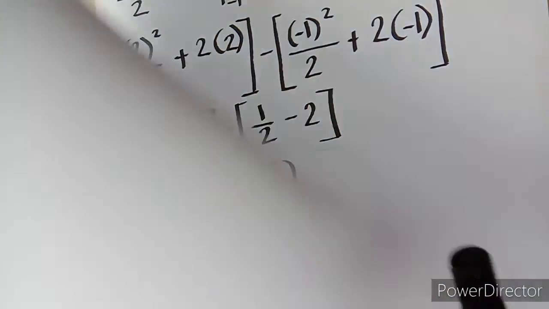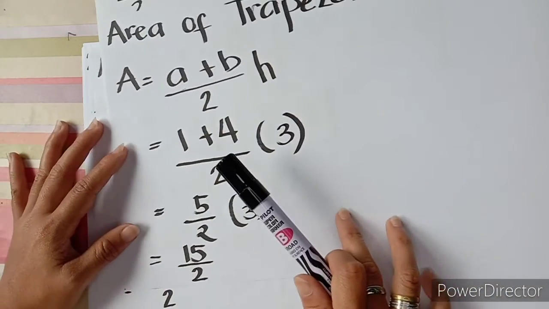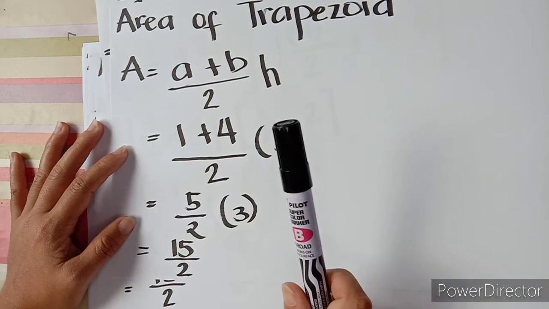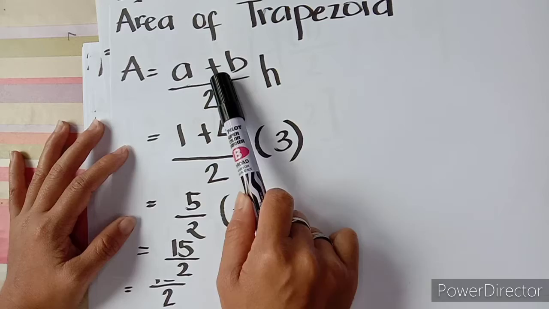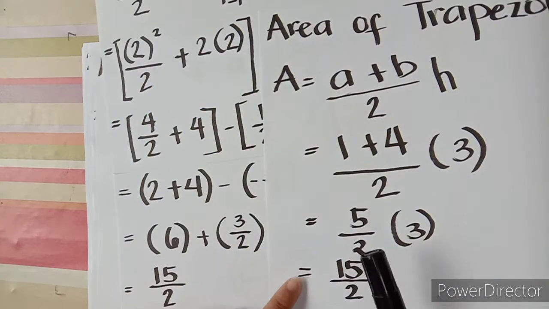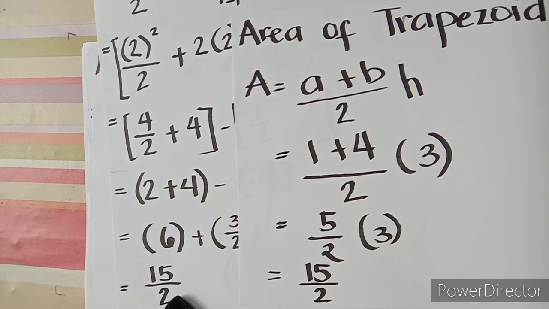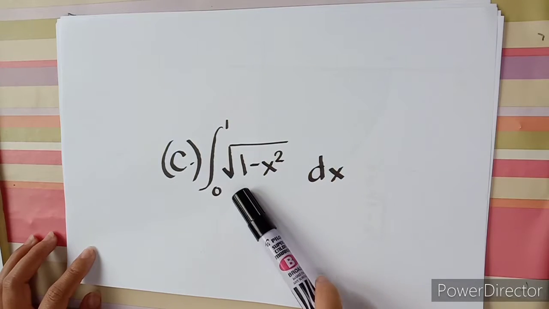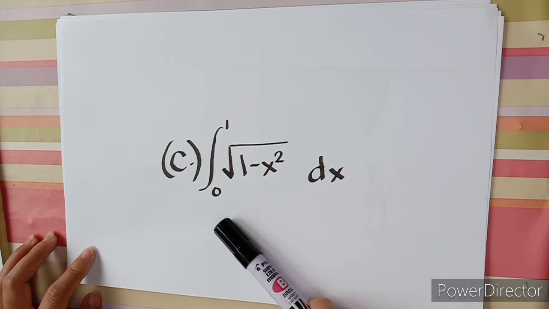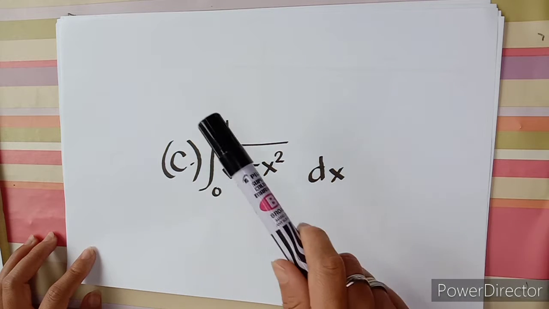Thus, they are the same with how we calculate the area of a trapezoid by using the appropriate formula from geometry. 15 over 2 is equal to 15 over 2 when we are using integration. Now the integral of the square root of 1 minus x squared dx evaluated from 0 to 1.